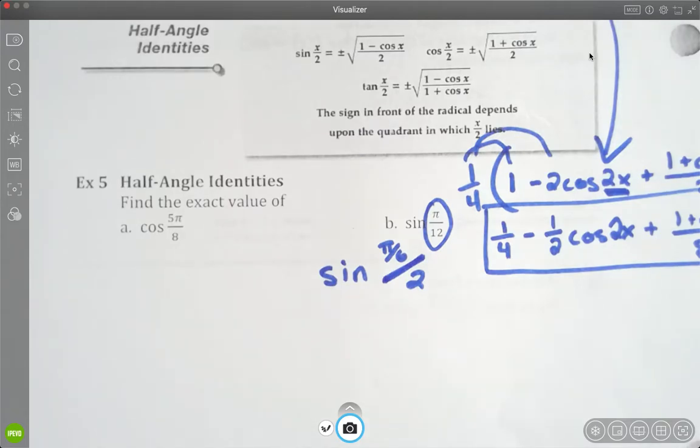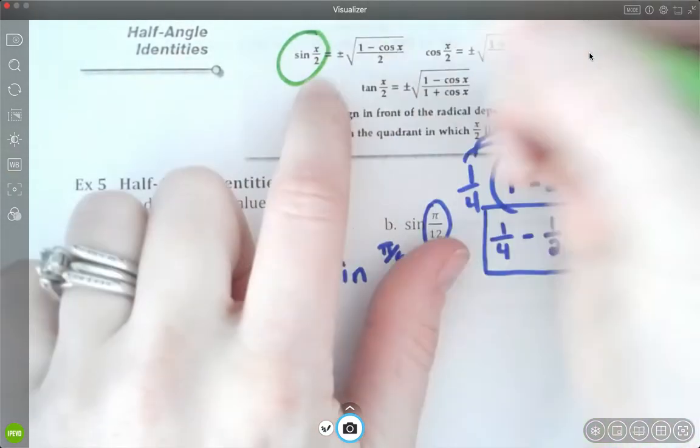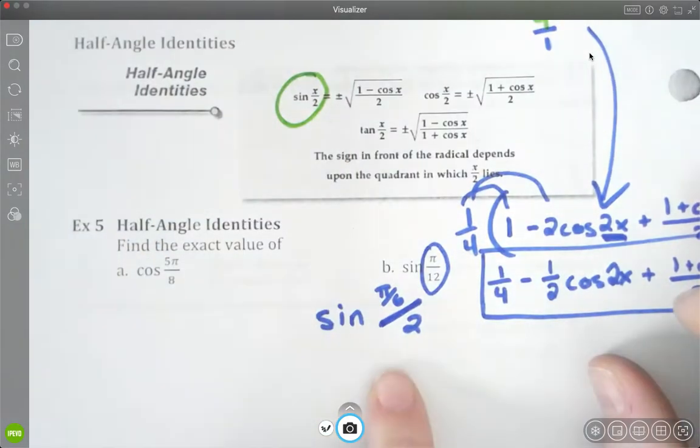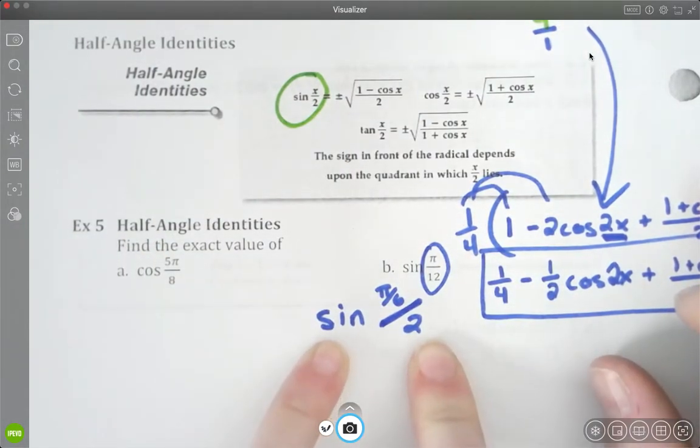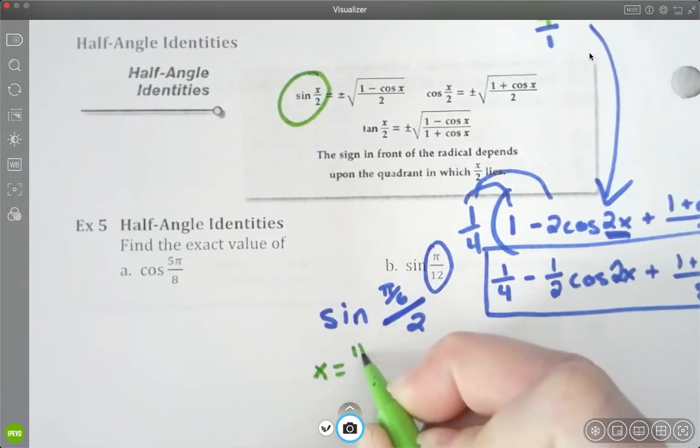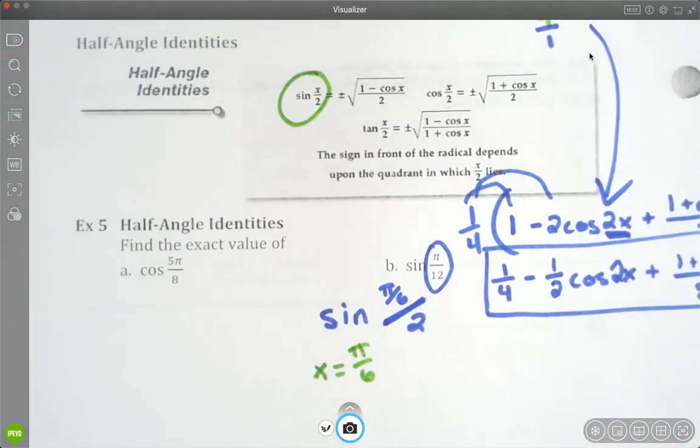Now, in this case, since we're writing it as sine of x divided by 2, what would the x be? Pi over 6. So x I have converted to pi over 6. Do you see how that works? So sine of something divided by 2, that something, that x, is my pi over 6. So now I want to write out the formula.